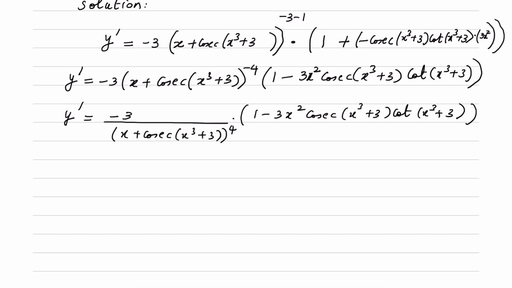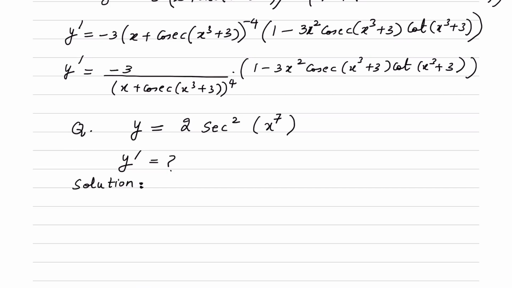Let's attempt another question. We have to find the derivative of the expression y equal to 2 secant square x to power 7, and we have to find its derivative. Before we find the derivative, let's rewrite this expression y as 2 secant, the angle is x to power 7, and this power 2 on secant could be written as the whole power.